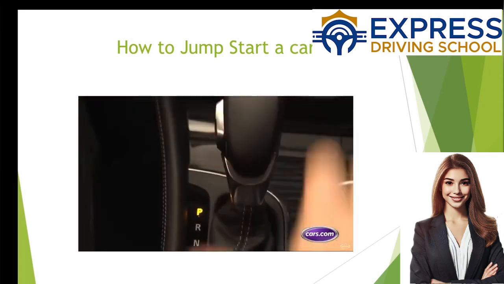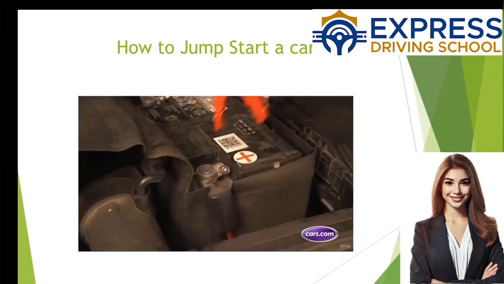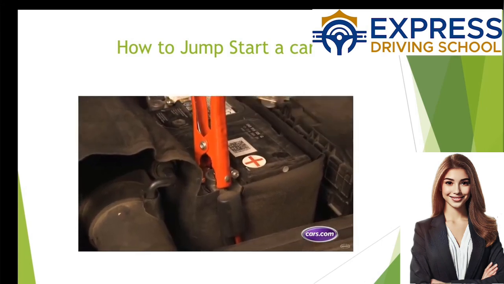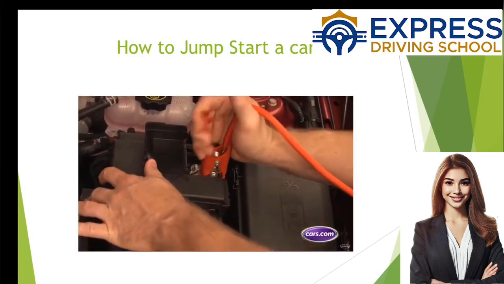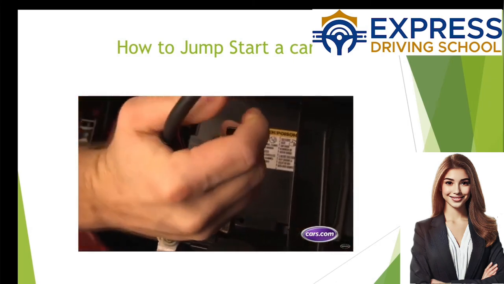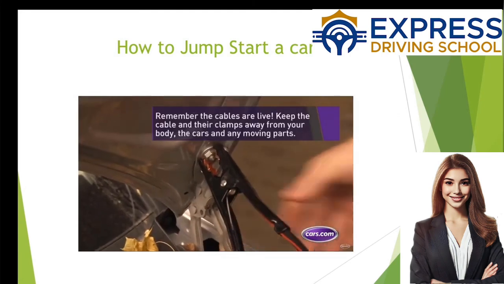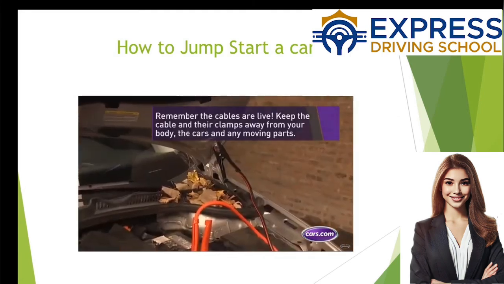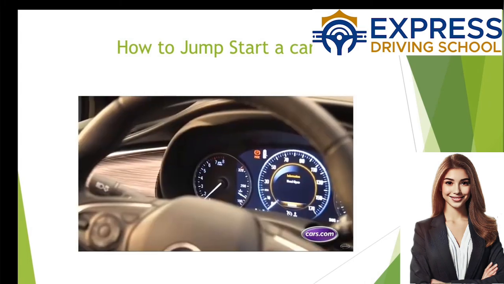Make sure that both vehicles are in park and that their emergency brakes are on and engines off. Clamp the red end of the jumper cable to the dead battery's positive terminal and the other end of the red cable to the functioning car's positive terminal. Attach the end of the black cable to the working battery's negative terminal and the other end to a metal section such as a bracket or bolt a foot or more away from the battery to ground it in the dead car. Start the working car and let it run 1 to 2 minutes, revving the engine slightly.